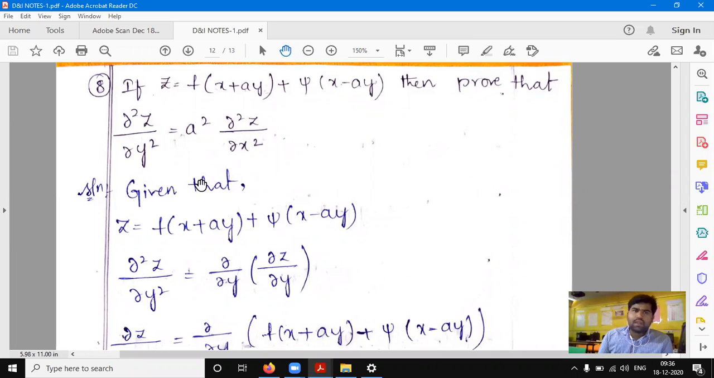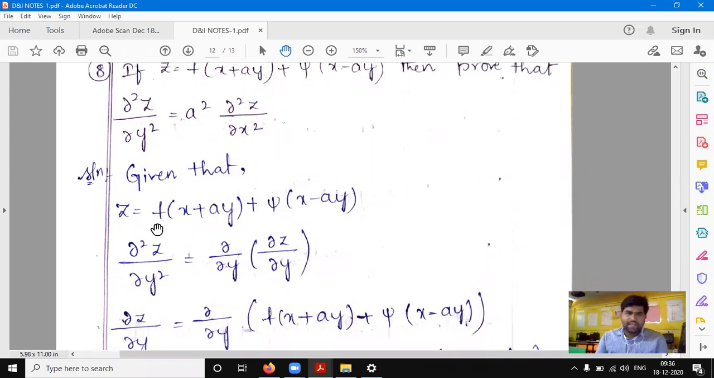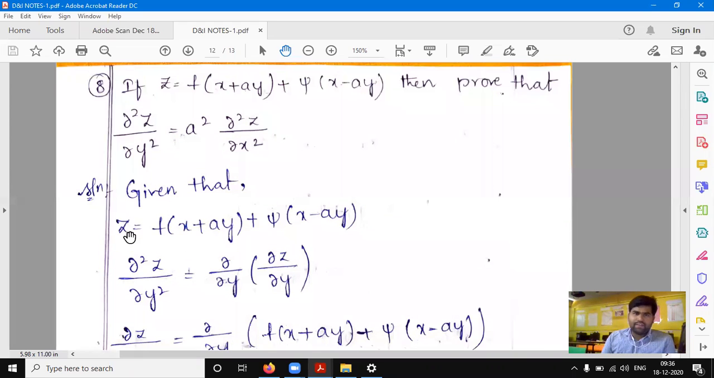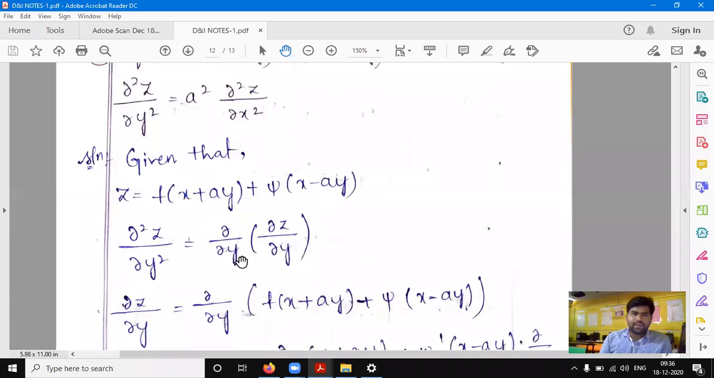Solution. Given that z is equal to f of x plus ay plus psi of x minus ay. In this, you first have to calculate ∂²z/∂y², which is the double derivative with respect to y of the dependent variable z.